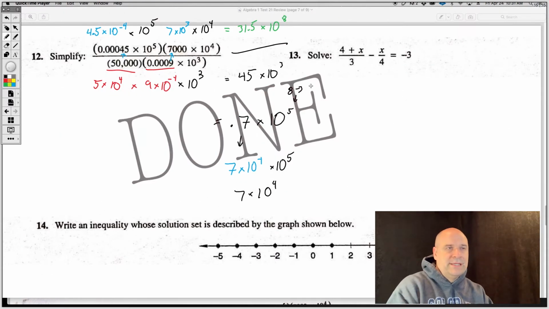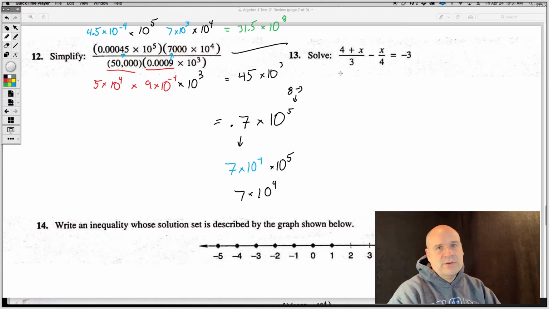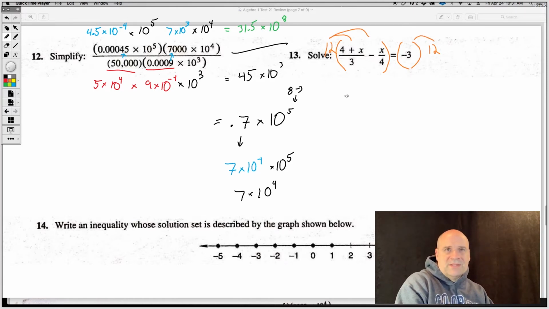Okay, number 13. All right, we are gonna drop an F-bomb on this. So remember, your F-bomb is your least common denominator. What's the least common denominator of 4 and 3? Well, that would be 12. So we're gonna multiply both sides times 12. All right, so we're gonna multiply that by that, because we're distributing, and then we're just doing that.